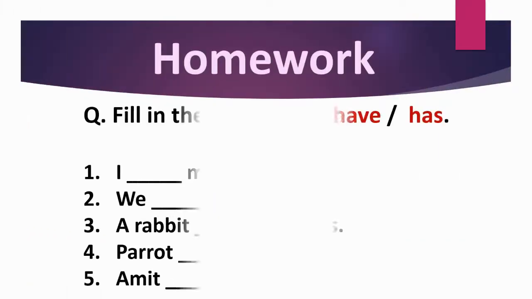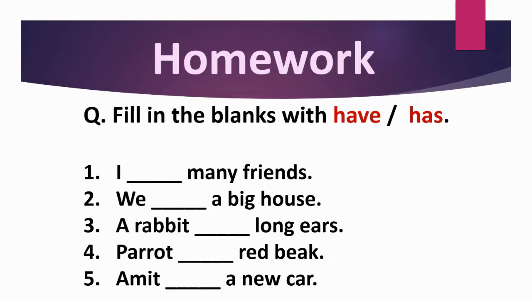Okay. Now, let us see your homework. Question, fill in the blanks with have, has. You have to write the correct word in the blank. First one, I dash many friends. Second one, we dash big house. Third one, a rabbit dash long ears. Fourth one, parrot dash red beak. And last one, Amit dash a new car.